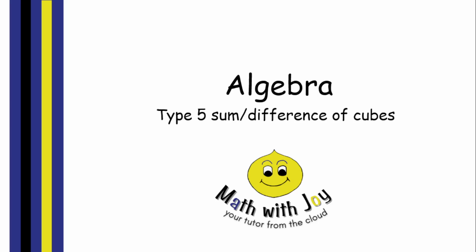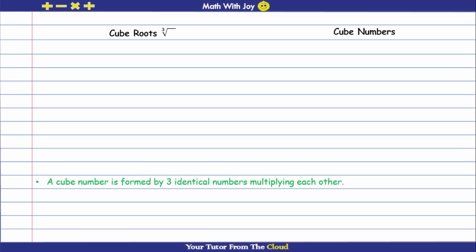In this video, what we want to continue with is type 5 factorization, which is the sum or difference of cubes. Now, before we can start to factorize that, we just want to remind ourselves what cube roots and cube numbers are.